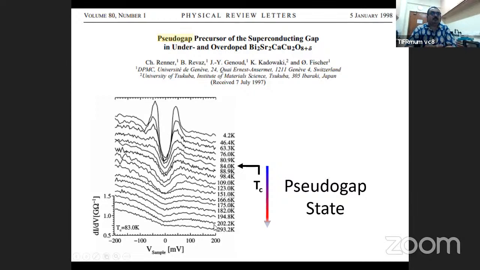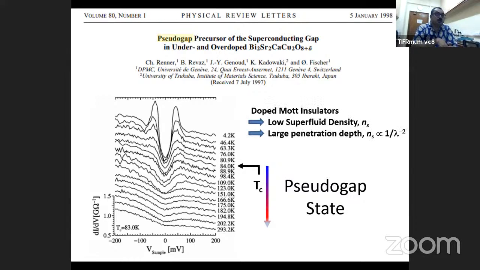This is the death knell to the BCS theory. BCS theory cannot explain such sacrilege. The superconducting gap, which continues to persist above TC, is just not possible within BCS theory. So that got people thinking that I have started with a doped Mott antiferromagnetic insulator, and then I have doped holes into it and gotten this superconductor.